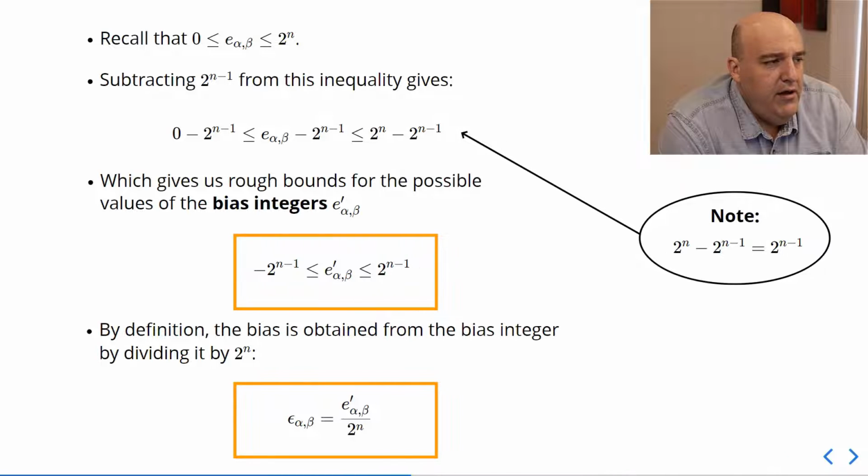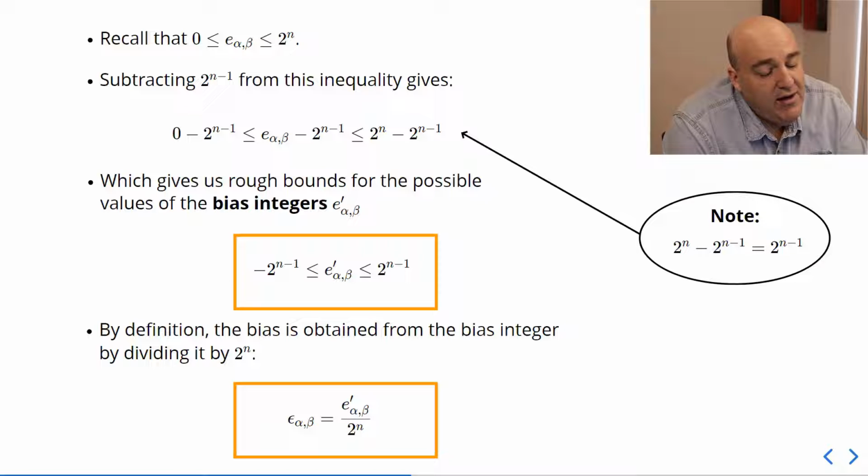Recall that E alpha beta is between 0 and 2 to the n. If we subtract 2 to the n minus 1 from each side of this inequality, we get 0 minus 2 to the n minus 1 is less than or equal to E alpha beta minus 2 to the n minus 1, which is less than or equal to 2 to the n minus 2 to the n minus 1.